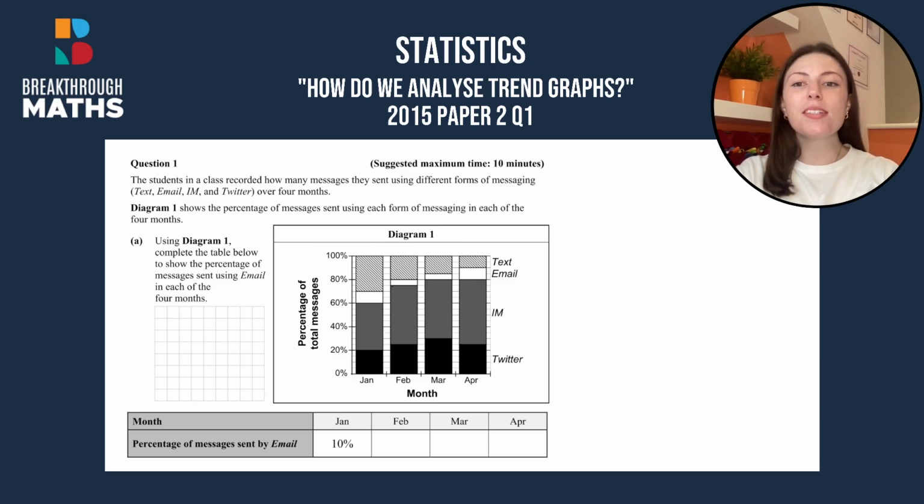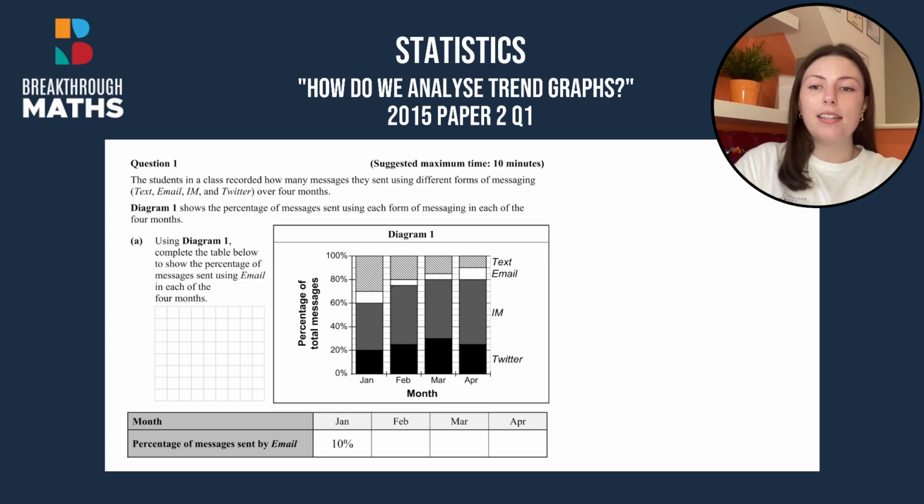Here we're told the students in a class recorded how many messages they sent using different forms of messaging: text, email, IM, Twitter, and that was all over 4 months. So diagram 1 shows the percentage of messages sent using each form of messaging in each of the 4 months. The first part says we have to use diagram 1 to complete the table below to show the percentage of messages sent using email in each of the 4 months.